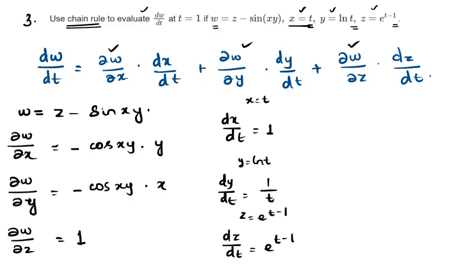If you have any power value or any expression which is in terms of t, then you differentiate, or else you get it as it is: e power t minus 1 remains as it is. Okay, now let us use this formula and put all the values inside the formula which we have written above.